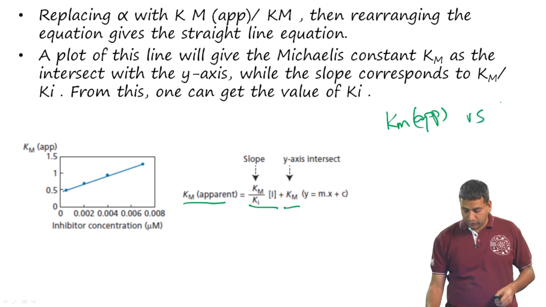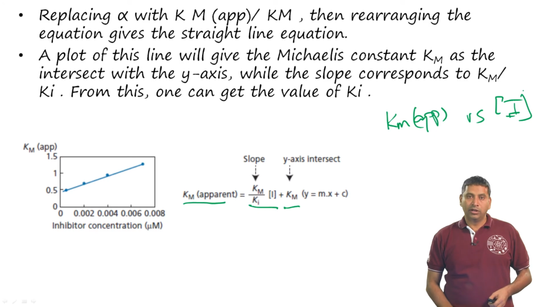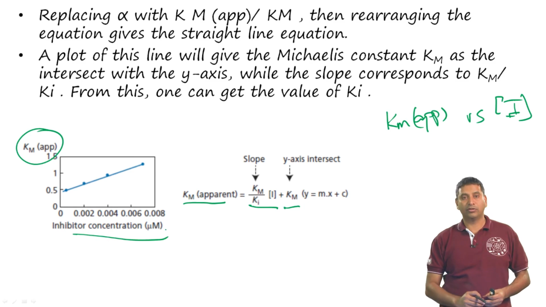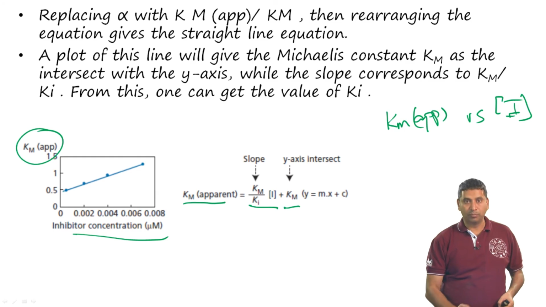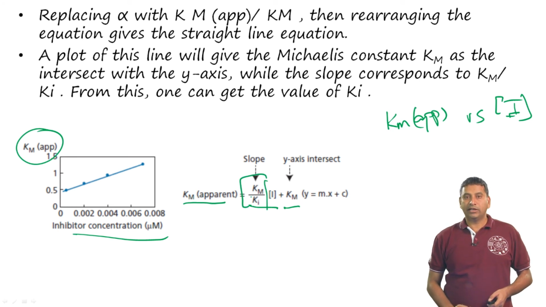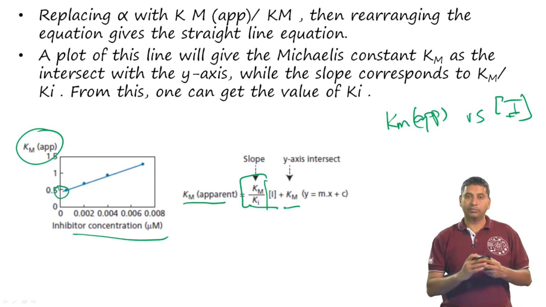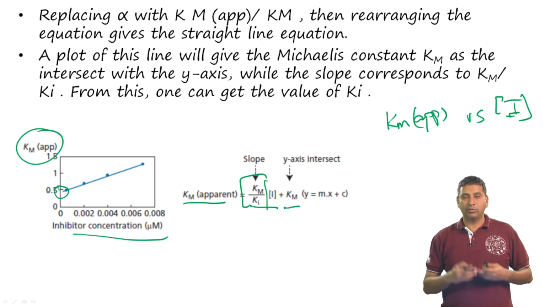versus the concentration of the inhibitor, then we could get some important values from this plot. So, what we would expect is, if the y axis here is Km apparent and the inhibitor concentration is the x axis, we would expect to see a straight line with a slope, and the slope is nothing but Km divided by Ki, and the y axis intercept should be Km. When the inhibitor concentration is 0, we would expect no inhibition, and that should give us the Michaelis-Menten constant of the enzyme with the natural substrate.